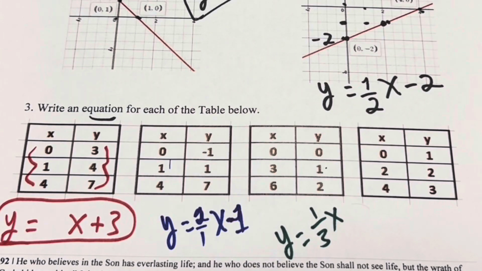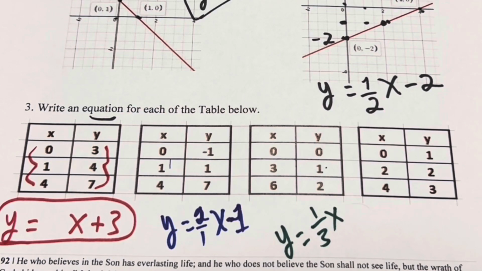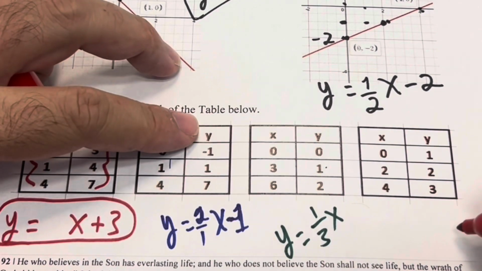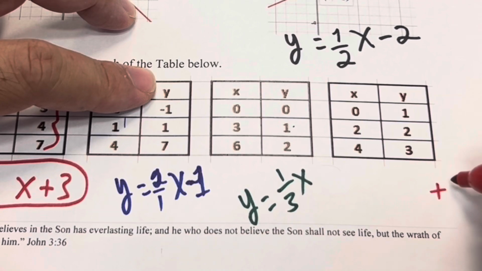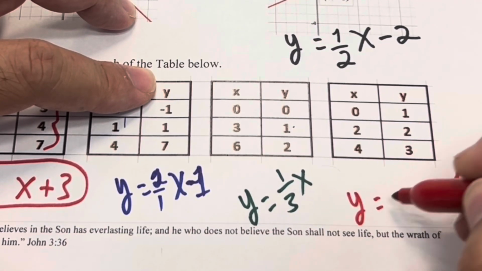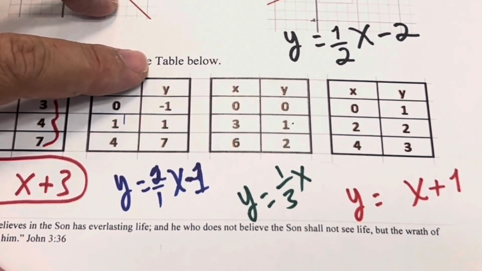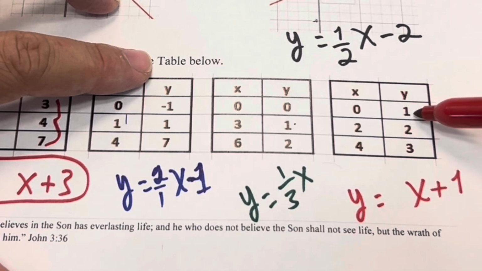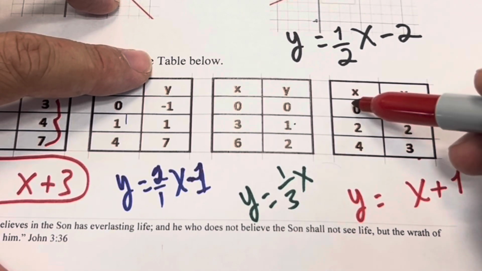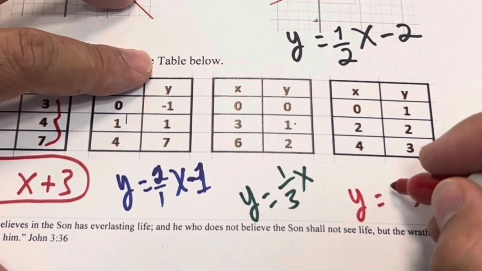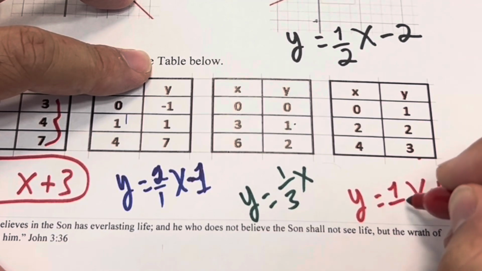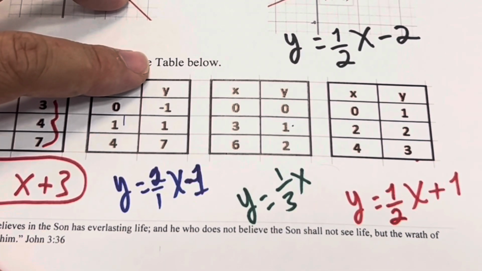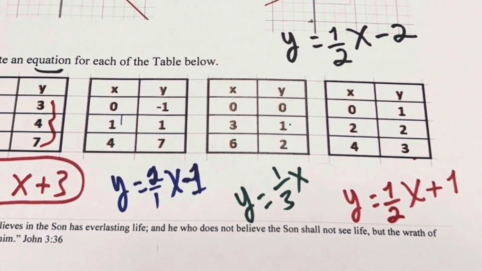What will be the last one? Do you want me to do it, or do you want to pause the video and try to find it? The b is 1, so y equals something x plus 1. Here it goes 1, 1, 2, 2, so 1 in y over 2 in x. That's it. Those are the 4 equations for those 4 tables.